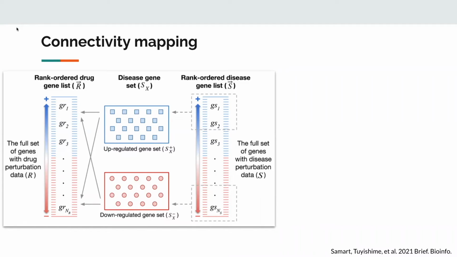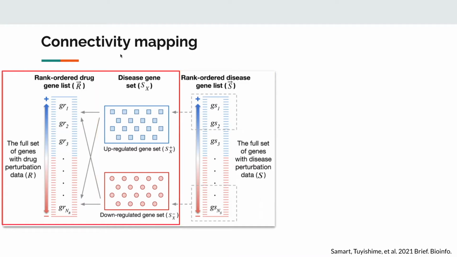Essentially, we measure disease-drug association level using the concept called connectivity mapping, where we start with a ranked order disease gene list. Then we separate the disease genes into up and down regulated gene sets and compare the two disease gene sets with a ranked order drug gene list.